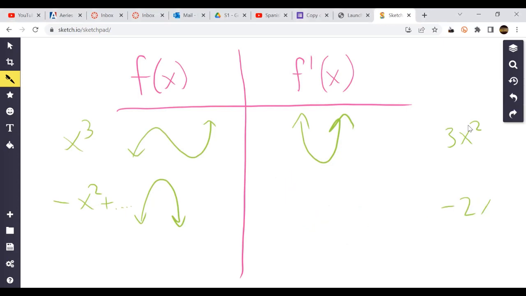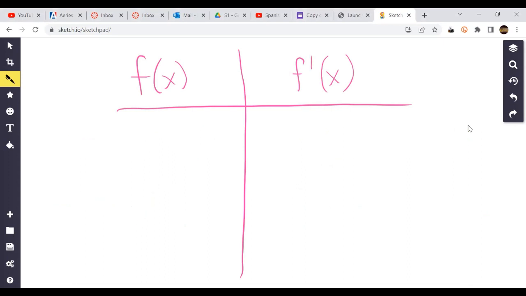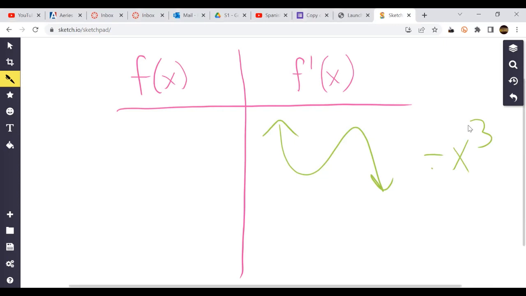And what if we go vice versa? What if I take away all this here? Let's go back here. What if I give you this one first? So let's say that I have this. So here, I can tell you that this is a power 3, but it's negative. And I know it's negative because the right arrow goes down.